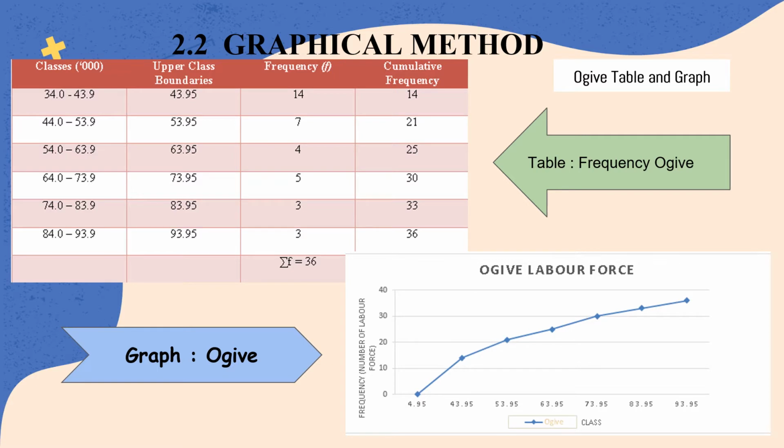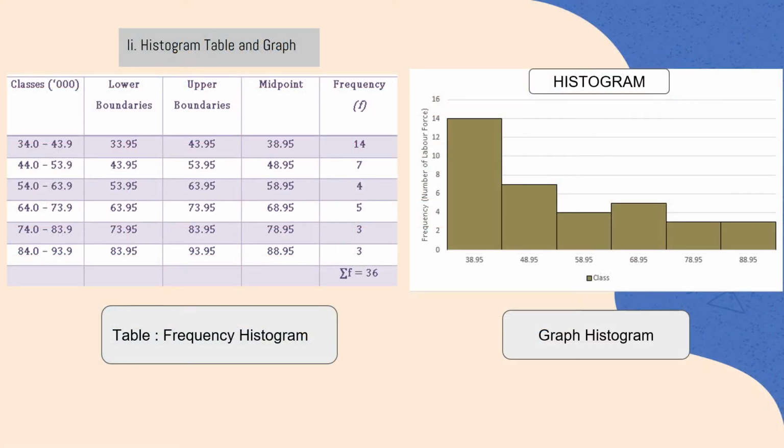Based on the graph, for the frequency ogive, the highest one is 93.95 and the cumulative frequency at 63, while the lowest frequency ogive is 43.95 at 14 for the cumulative frequency. Next we will proceed to the histogram table and graph.